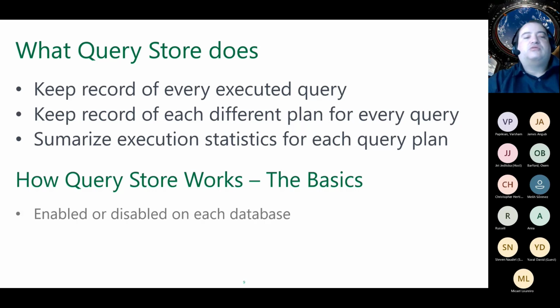And the basics, how Query Store works. Query Store can be enabled or disabled on each database. So Query Store works by database, and we can enable or disable it on each database. Let me give you a spoiler. SQL Server 2022 is the first SQL Server version where Query Store comes enabled by default. In previous versions, Query Store was disabled by default. On SQL Server 2022, Query Store is enabled by default.